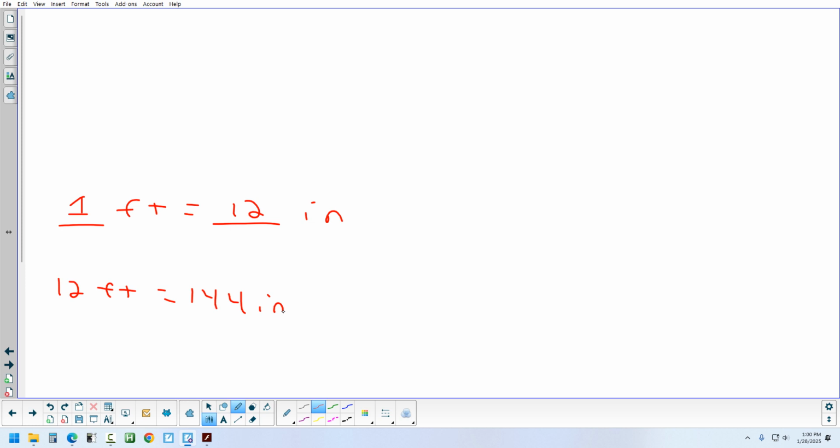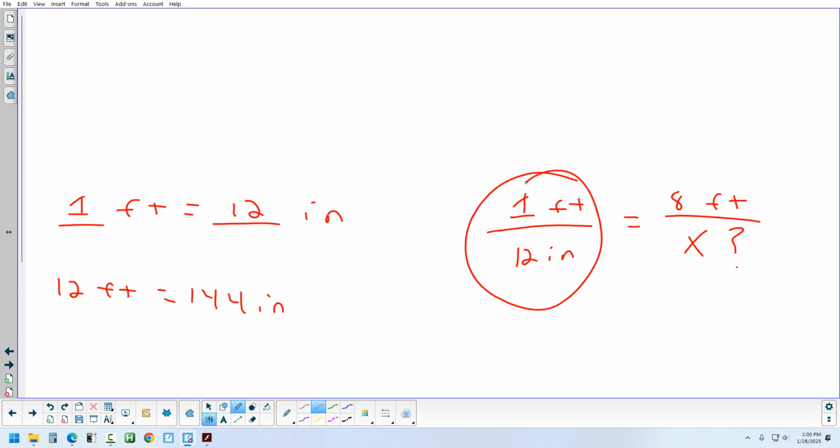Let's say you had 8 feet and you want to convert 8 feet to inches. If you know 1 foot has 12 inches, then you can say 8 feet has x inches, and then solve for x. The key here is you just have to start with a fact that's true on one side. Doesn't matter if it's 1 over 12, 2 over 24, just has to be a fact that's true.